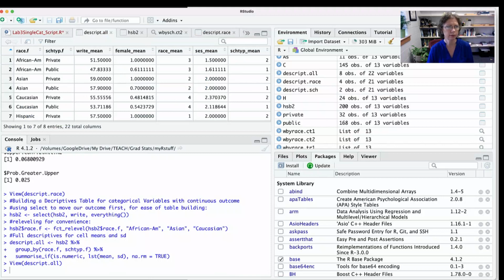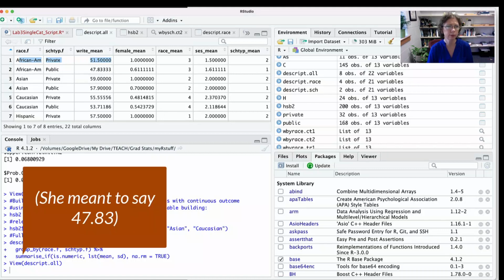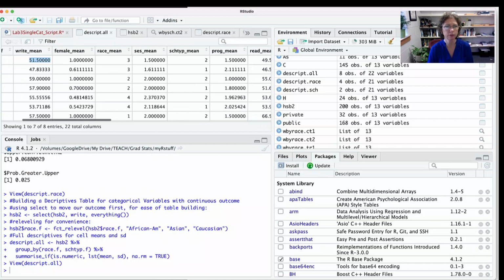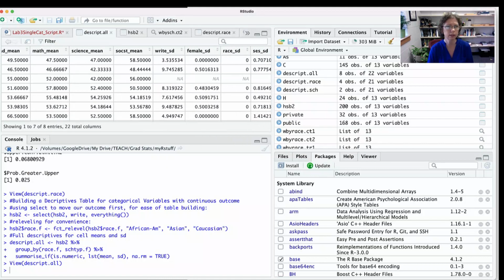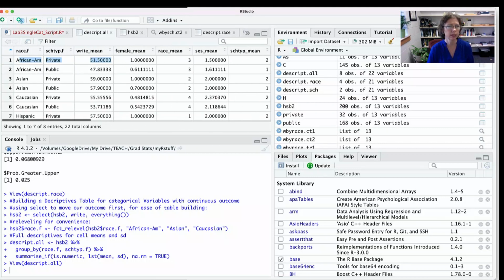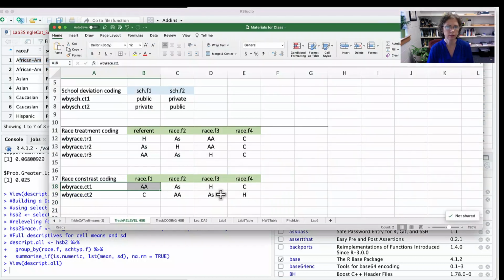So I have the race variable and the school type variable and the mean for writing. So in private school, African Americans in private school had a writing proficiency mean of 51.5. African Americans in public school had a writing mean of 48.83. And then I do have to scroll down to get to the standard deviation there. So we have all of the information to start building a descriptives table. Let's take a look at what that might look like.